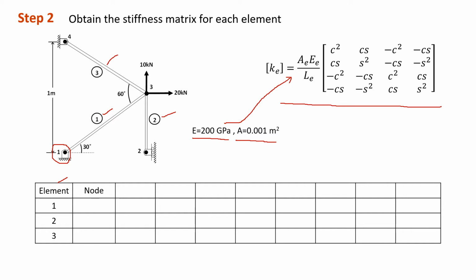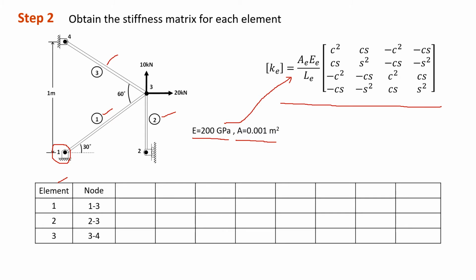Again, in order to decide the element connectivity, I always encourage you to follow the sequence of numbers so that you can avoid confusion when you want to assemble the global stiffness matrix. For example, in this case, if I were you, I would choose the element connectivity as 1 to 3 for element 1. Element 2 is from node 2 to node 3, and element 3 is from node 3 to node 4. I just follow the sequence of numbers.